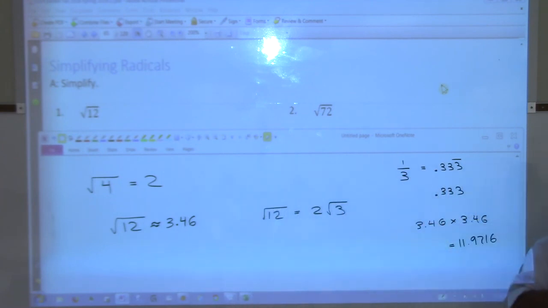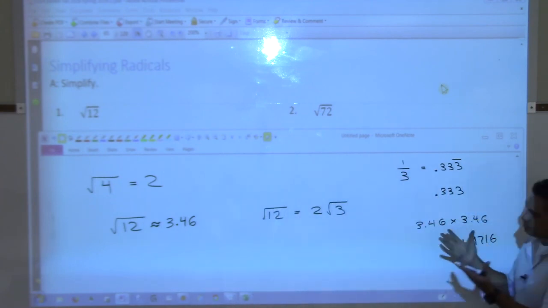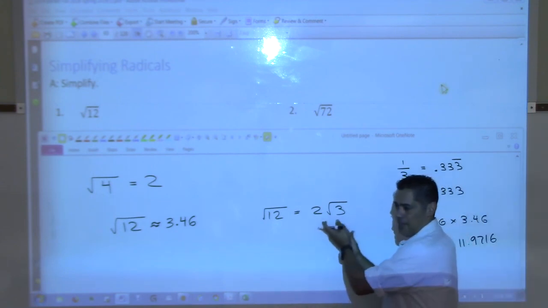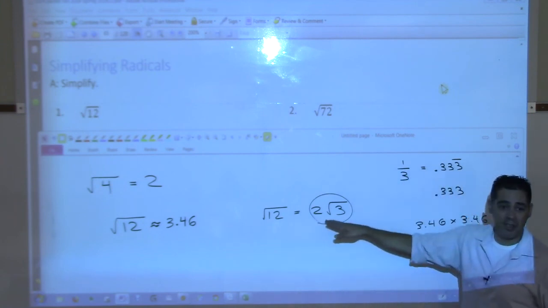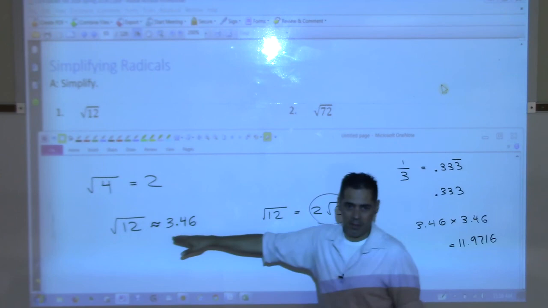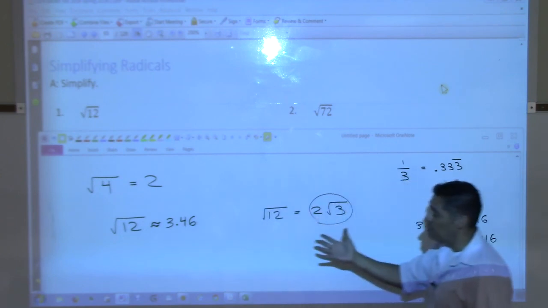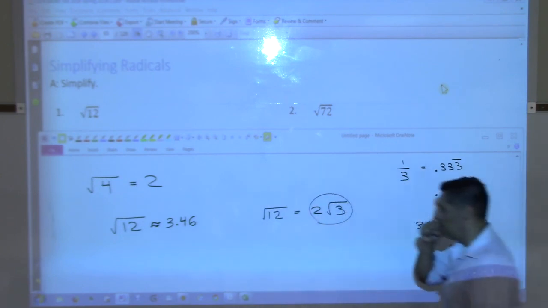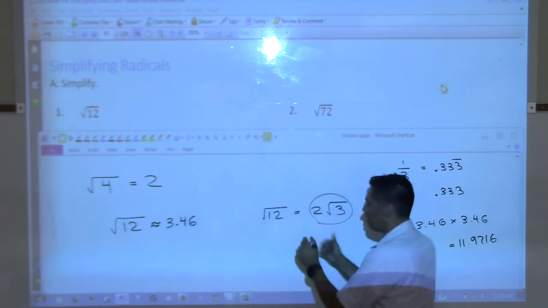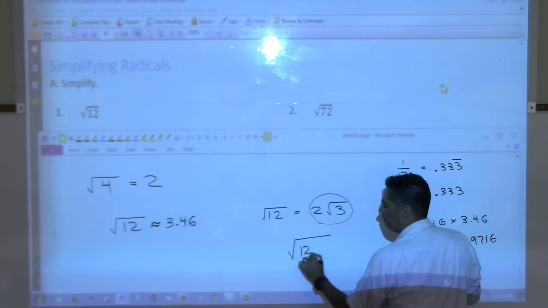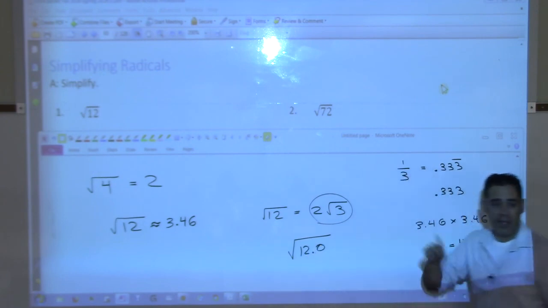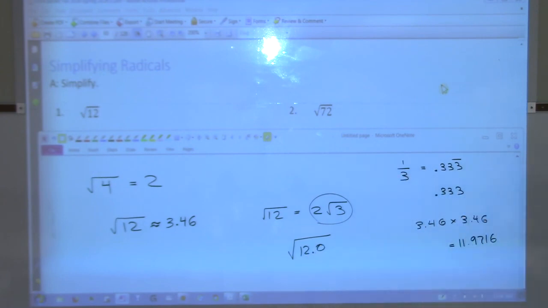In this class, I don't care about this, okay? I don't care about you being able to do this. So your calculator is going to give you this answer, but that's not what I want. I want this one, all right? And so the way you do it on your calculator, for the people who are getting this: once you get the square root up there, put in 12.0 and then hit enter. And that'll give you your decimal approximation.